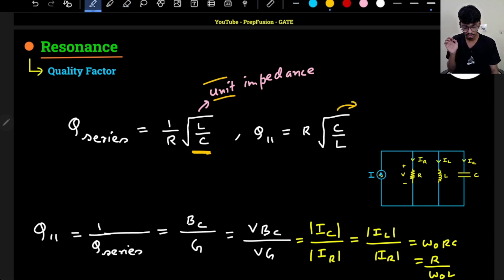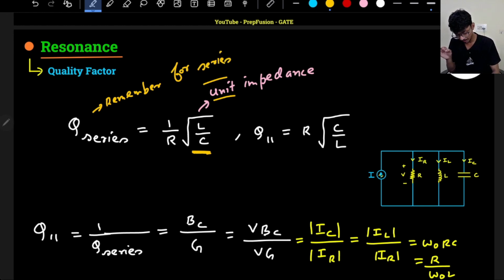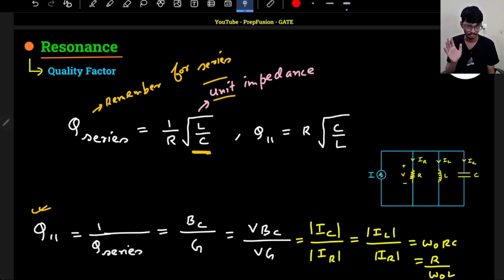What about the parallel circuit? For the parallel circuit, remember series first; for parallel it will be just the opposite, which means everything will be inverse. So just remember that the parallel quality factor will be the inverse of the series quality factor. That's it. Or you can make your own way as well, that is up to you, but this is how I used to remember. I used to remember the series quality factor as 1 by R under root L by C.